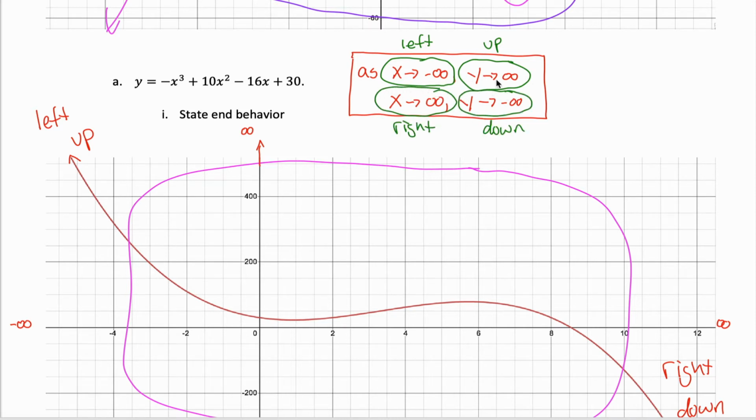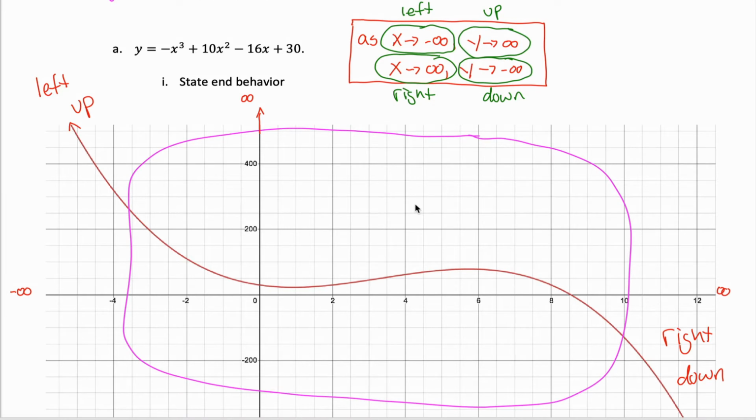And if you can make sense of why these symbols mean exactly that, then you can state the end behavior for any polynomial that we want. To be clear, I haven't shown you how we can look at this equation and tell that it has this end behavior. So far, all that we can do is look at the graph, and from the graph, identify the end behavior and write that mathematically.